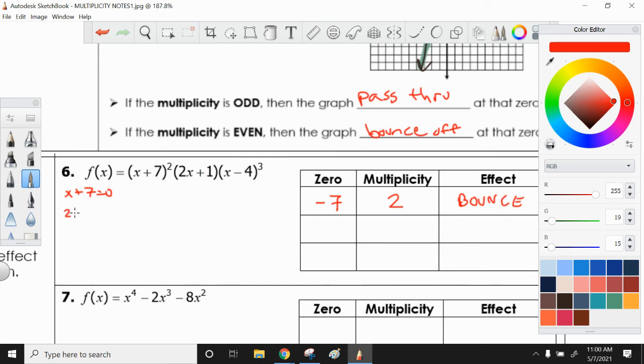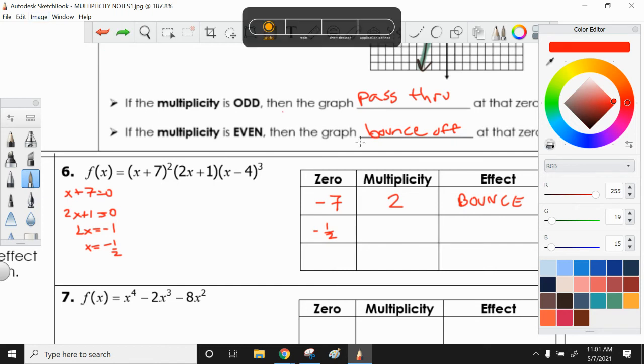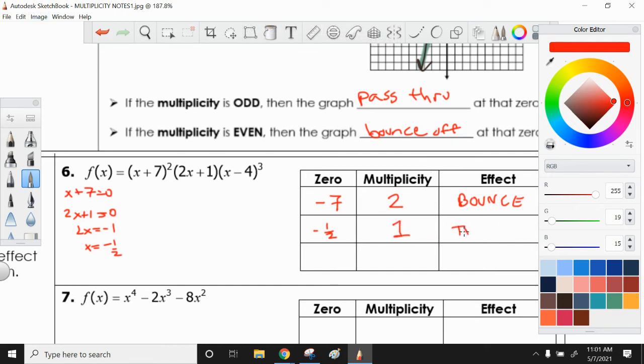This one is a little bit more tricky, but still very easy, very algebra 1. Subtract the 1, 2x equals negative 1, divide by 2, x equals negative 1/2. It's a fraction, but that's okay. How many of these do we have? Just one, right? There's not an exponent up there, so we have just one. And if you only have one, you're going to pass through. You just got one ticket into the store, so you're just going to pass through.